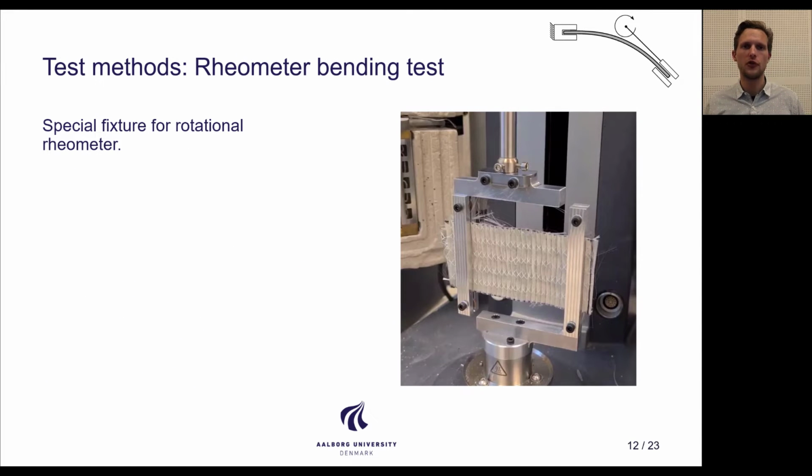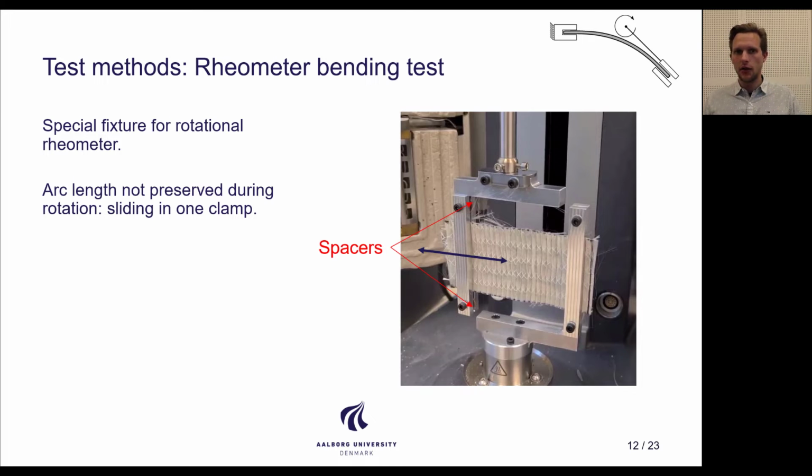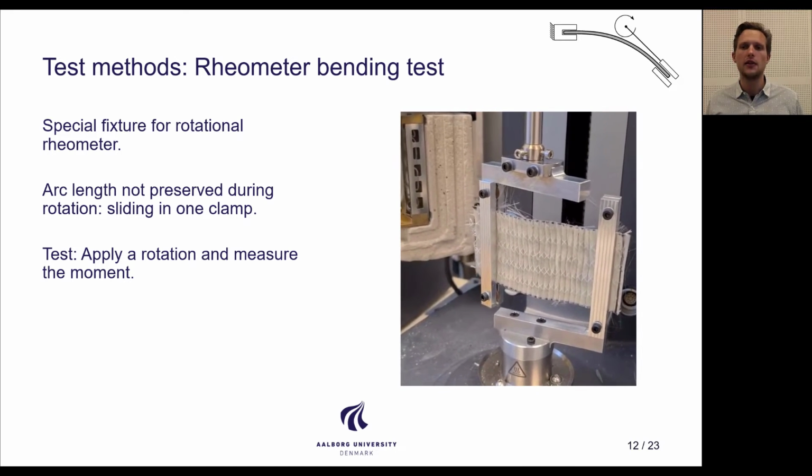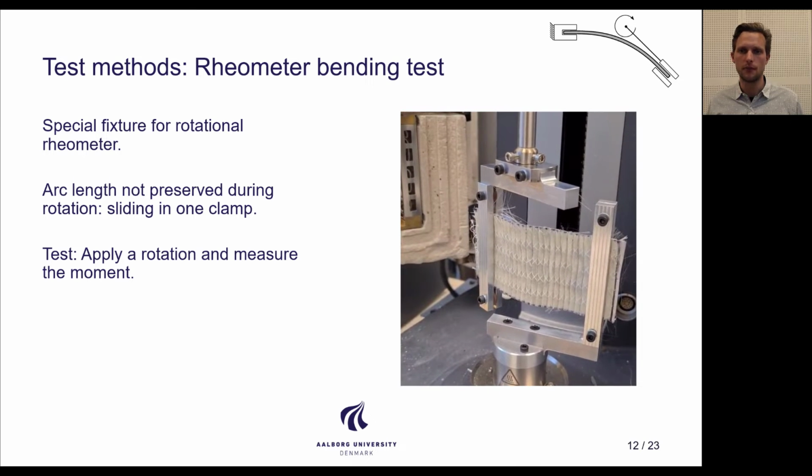Alright, so for the rheometer bending test, you need this special fixture for the rotational rheometer. Now it can be shown that the arc length of the fabric is not preserved during rotation, and for that reason you need to allow for sliding in one clamp. And we achieve this using spacers. So during the test, the rotation is applied and the moment is measured.